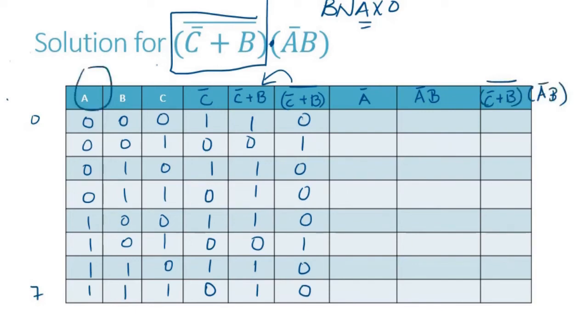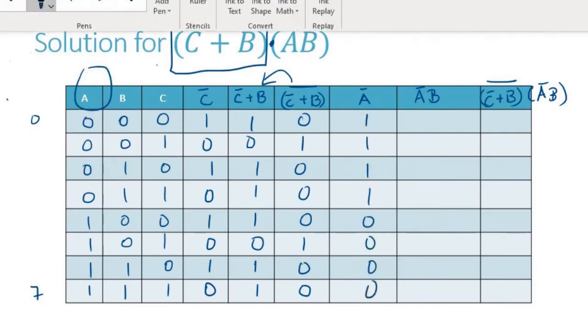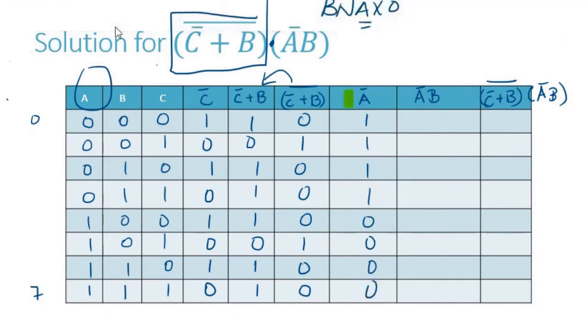Once again, I'm only interested in the column that shows me the A input, and I'm going to flip each one. Okay, well, what about not A and B? Which two columns am I interested in? I want not A and B. Remember how AND works? For AND, both inputs must be 1s for the output to be a 1.